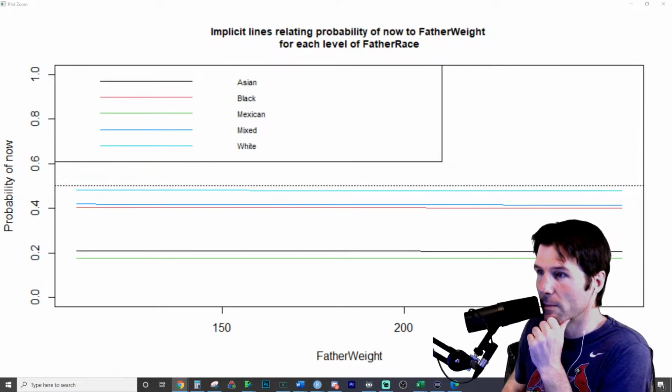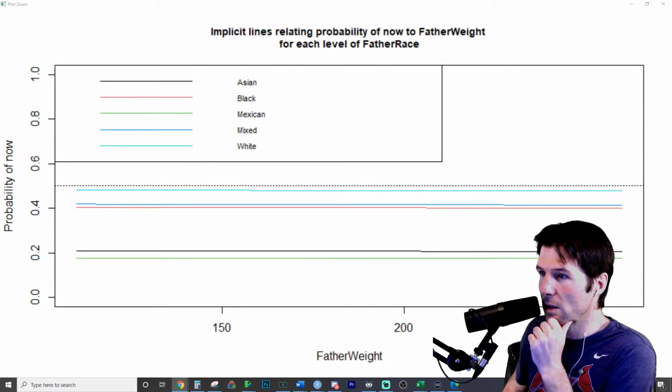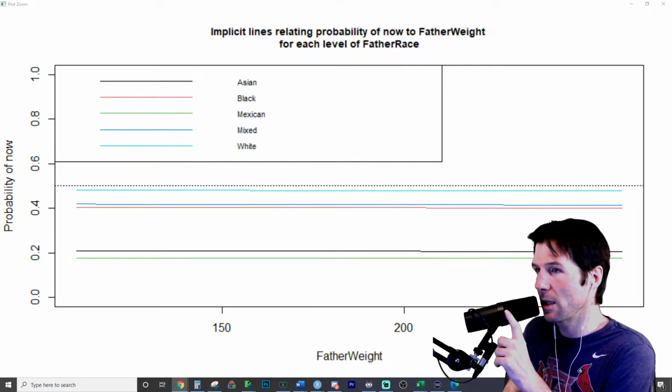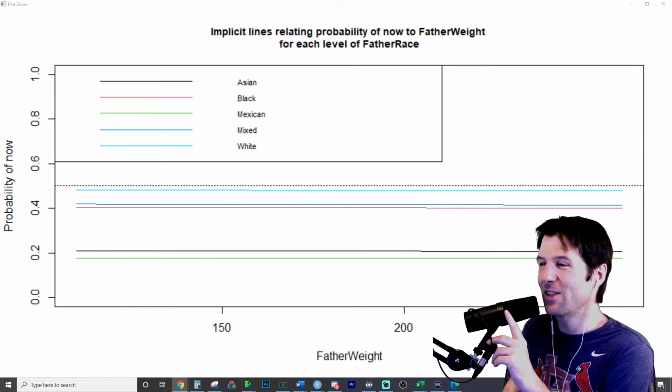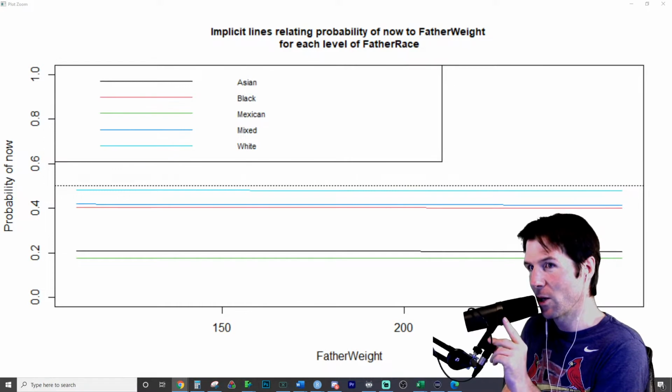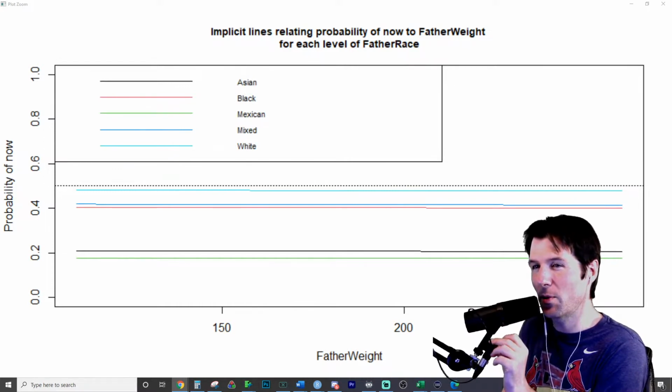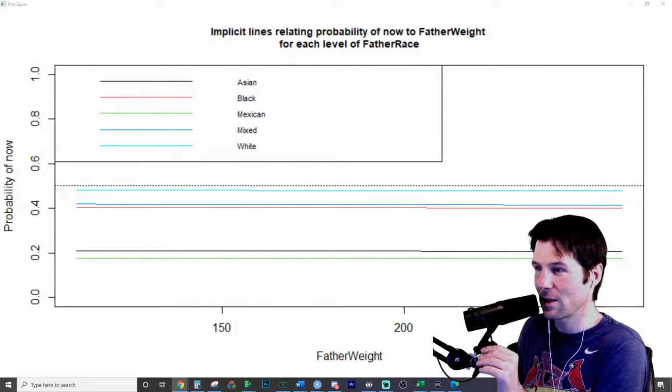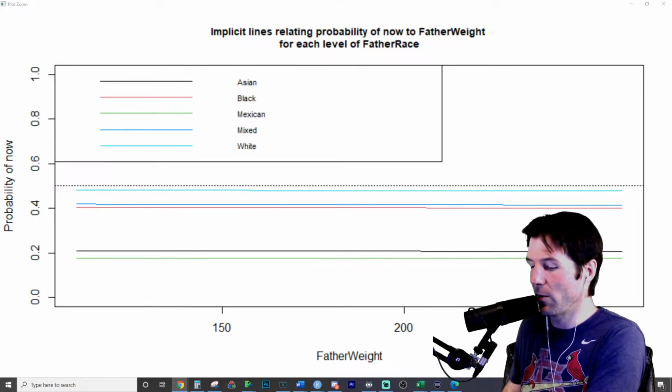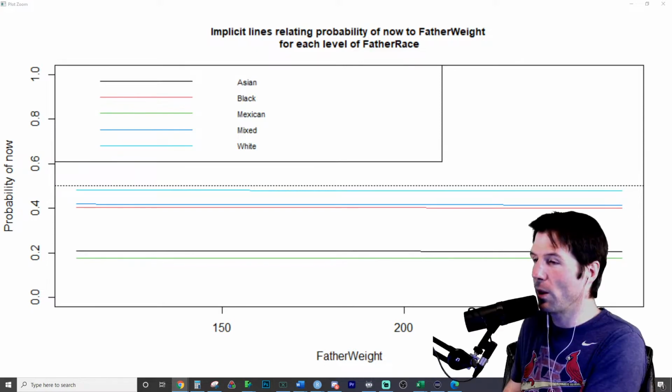Now, what's interesting is the coefficient for race of father might actually be statistically significant. But do you notice how, and just think about this for a moment, we're predicting the probability that the mother is smoking, and we have the father's weight right here. I just want you to go logical on this.